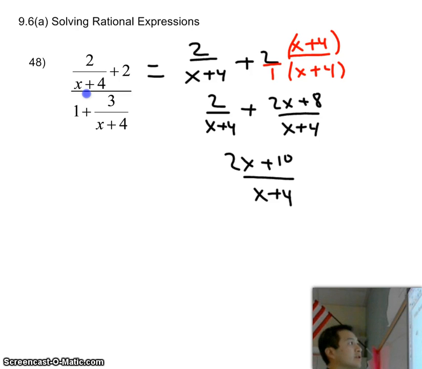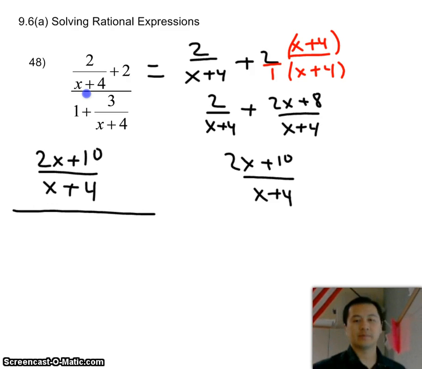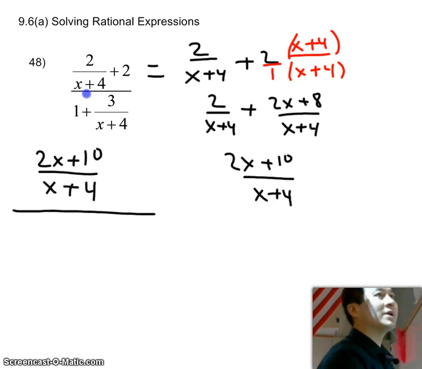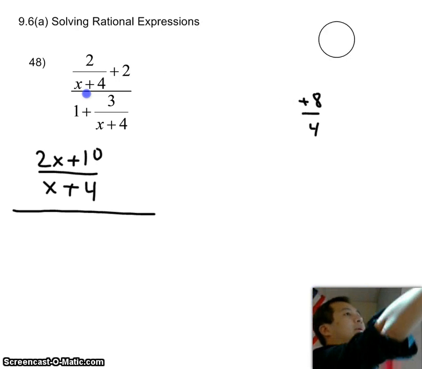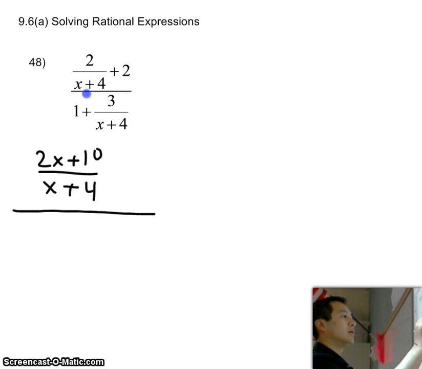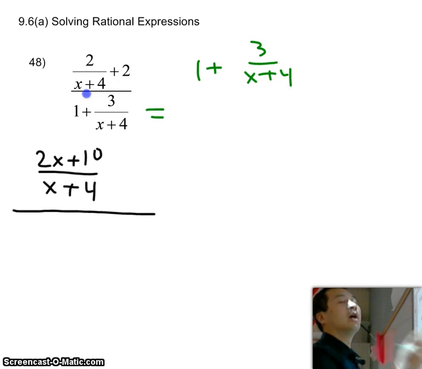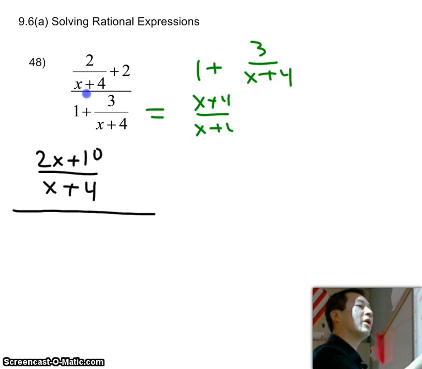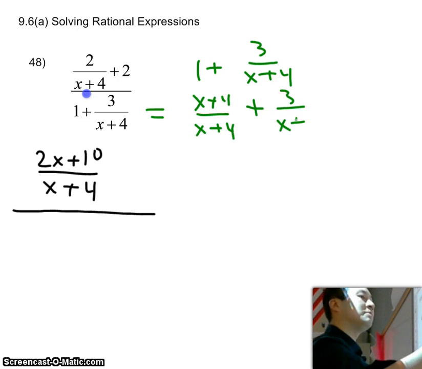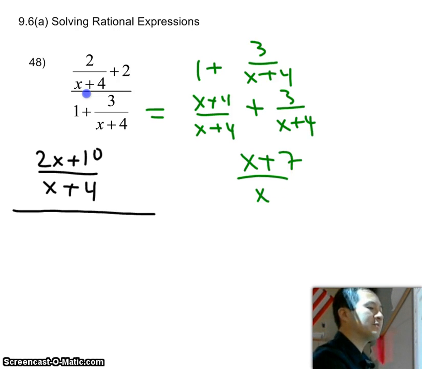So I'm going to write down the side here. The numerator is 2x plus 10 over x plus 4. Now we're going to work with the denominator. So let me erase this side work, and let's look at the denominator alone. This becomes 1 plus 3 over x plus 4. Common denominator, x plus 4, so it will be x plus 4 over x plus 4 plus 3 over x plus 4. This becomes x plus 7 over x plus 4.